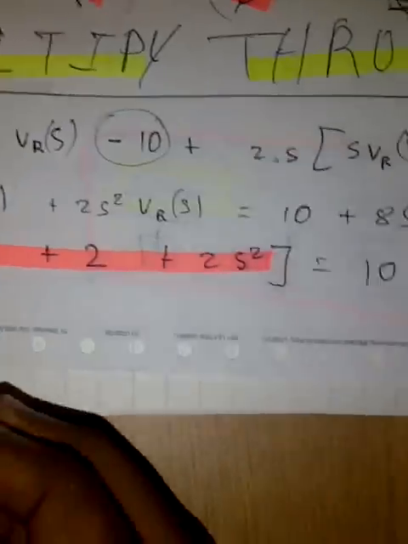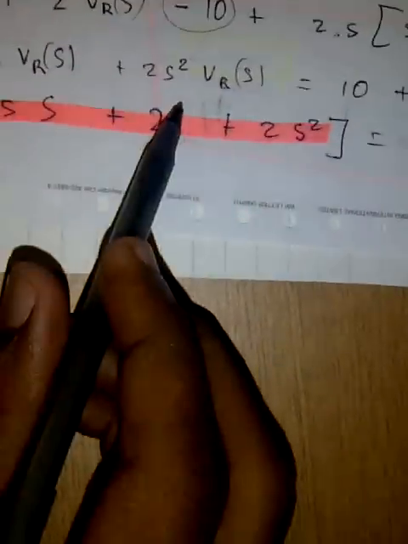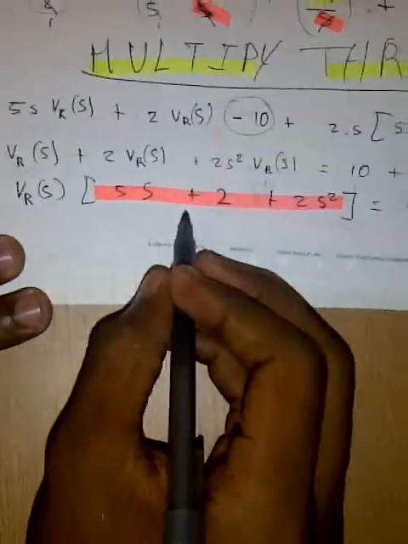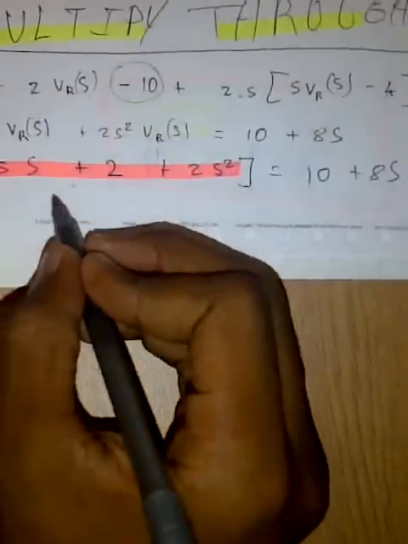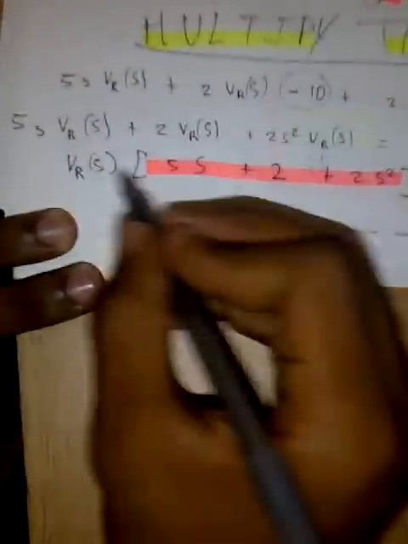But that equation is not necessary. What we need to do is factor out VRS. When we factor out VRS, this is what we get. So it's just a matter of dividing through by this highlighted piece to get the VRS.